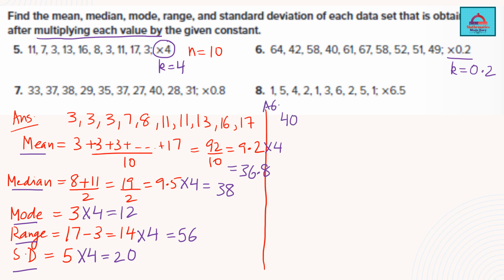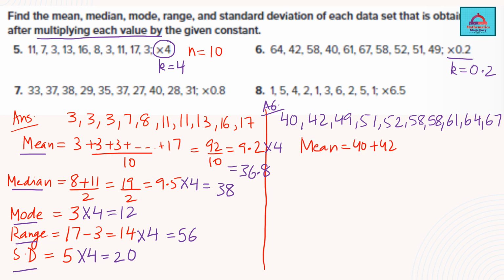This is question 6. 40 is the minimum, then 42, then 49, 51, 52, 58. It comes 2 times. Then comes 61, then 64, and last is 67. So how many terms are there? Let's count. 1, 2, 3, 4, 5, 6, 7, 8, 9, 10. Again 10. So the mean will be divided by 10 after adding all the numbers. So add them, divide by 10.